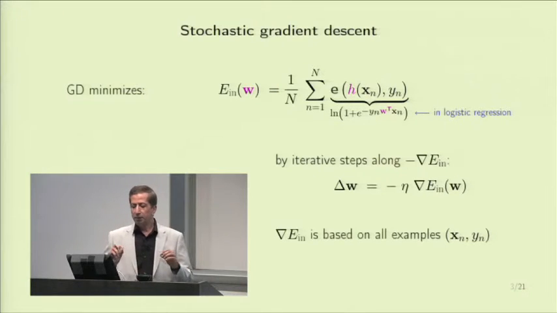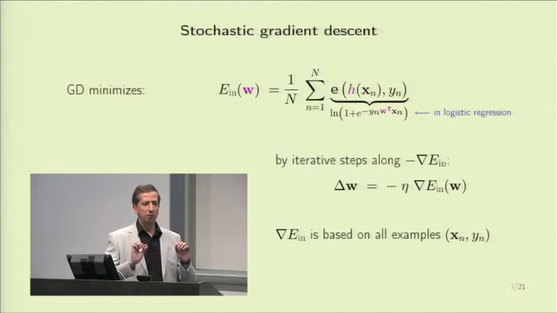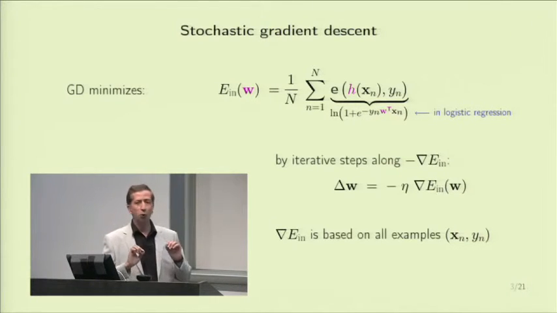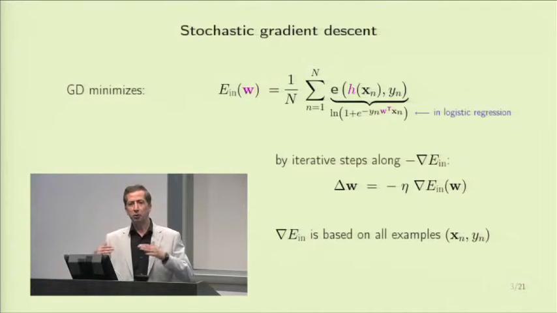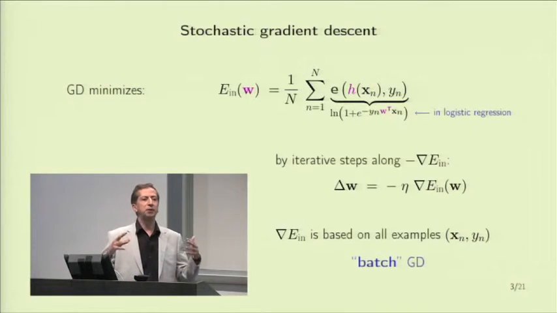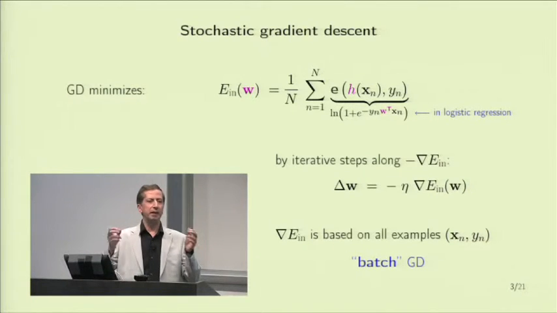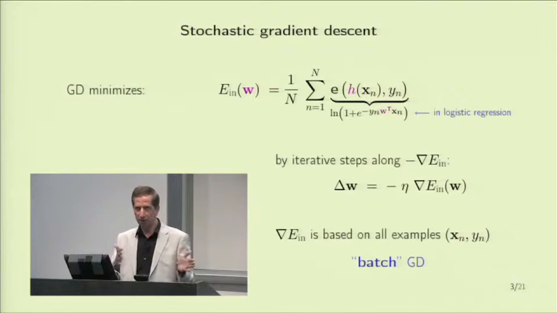Now, the difference we are going to make is that instead of having the direction, the movement in the W space, based on all the examples, we are going to try to do it based on one example at a time. That will make stochastic gradient descent. Because now we are going to have another method, we are going to label the standard gradient descent as batch gradient descent. It takes a batch of all the examples and does a move at once, as opposed to the other mode.